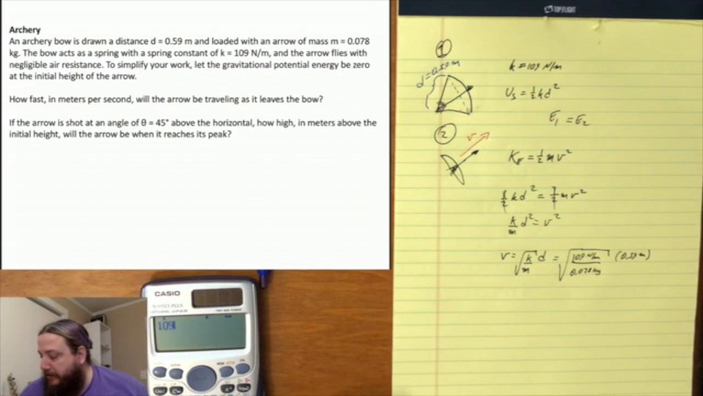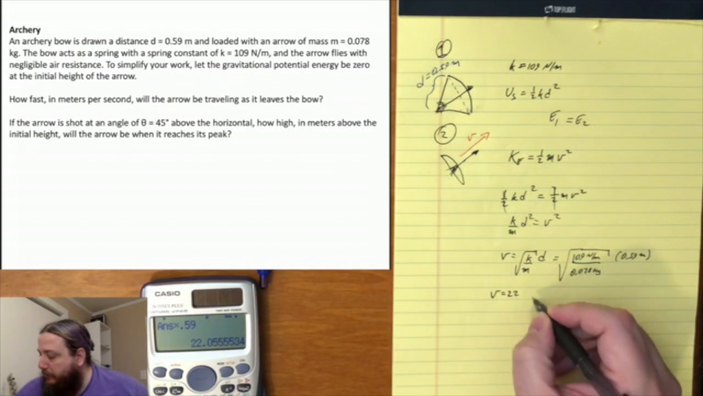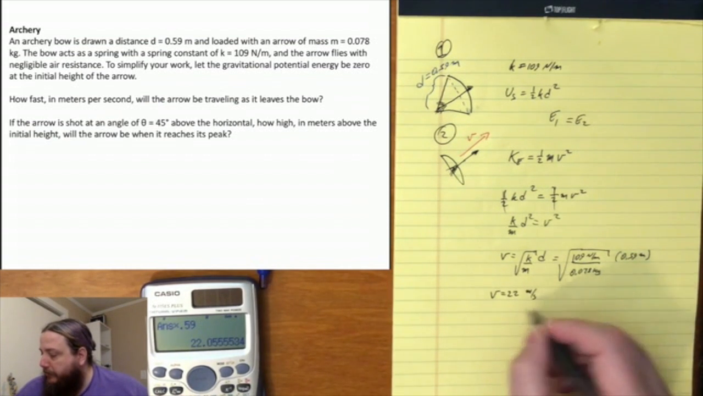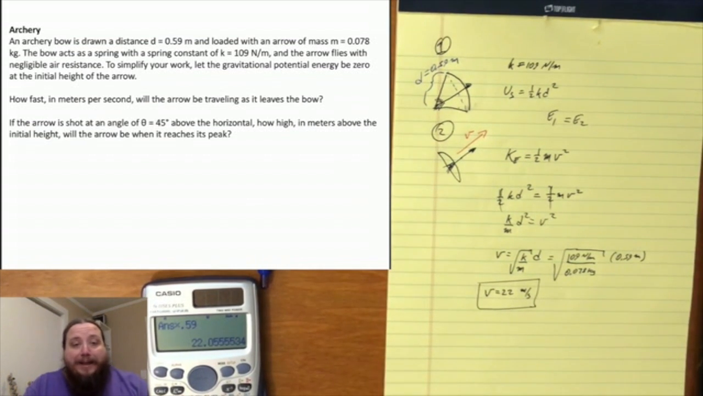So that's 109 divided by 0.078. Take the square root of that. Whoops. 109 divided by 0.078. Take the square root of that and multiply by 0.59. And our speed is 22 meters per second. All right, so our arrow is moving at 22 meters per second when it leaves the bow.